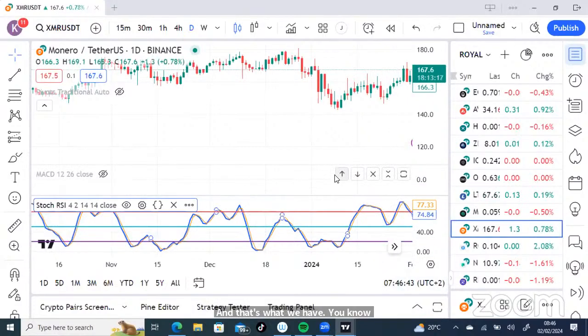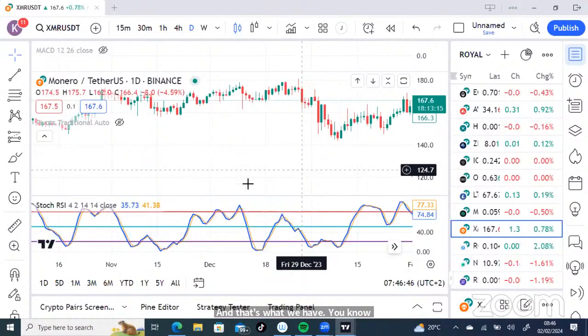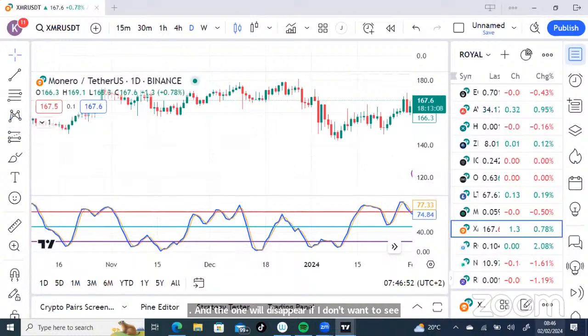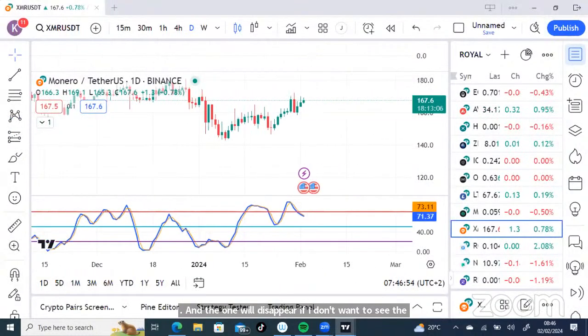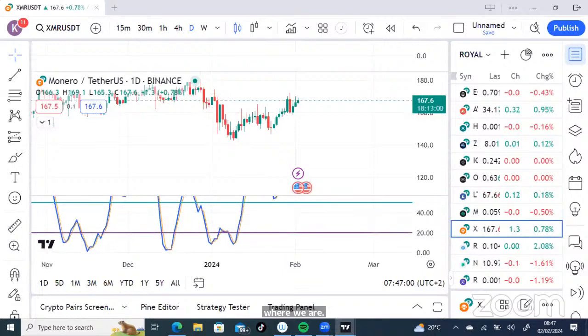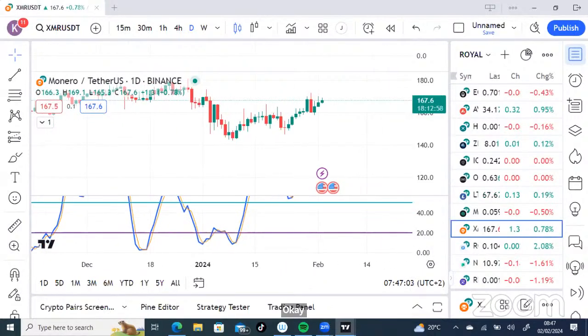Then I'll tap once on my screen and the words will disappear. If I don't want to see the words, I'll tap on this arrow and the names of the indicator will disappear from my screen. And this is where we are. Because of time, I'll just do the stochastic RSI.